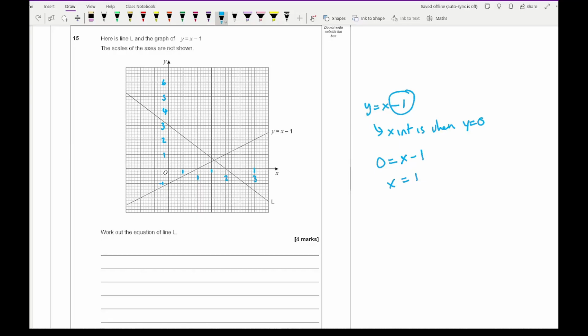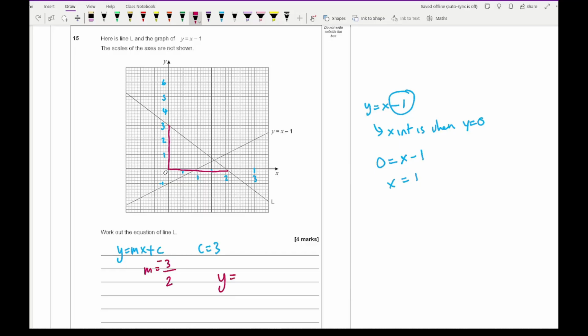Now from this I can then work out the equation of L. So using y equals mx plus c, I can see that the y-intercept of line L is at 3, so c equals 3. The next thing I've got to do is work out the gradient. To work out the gradient, I just draw a triangle. If I use this right angle triangle, notice how it's got a negative gradient. So for m, it's going to be the distance up, which is 3, over the distance across, which is 2, and because the line's going down, it's going to be minus 3 over 2.